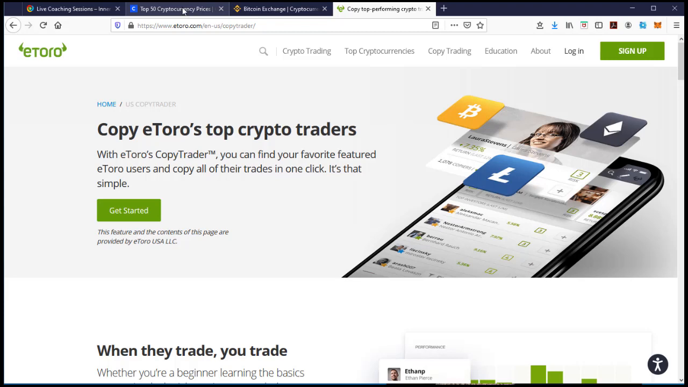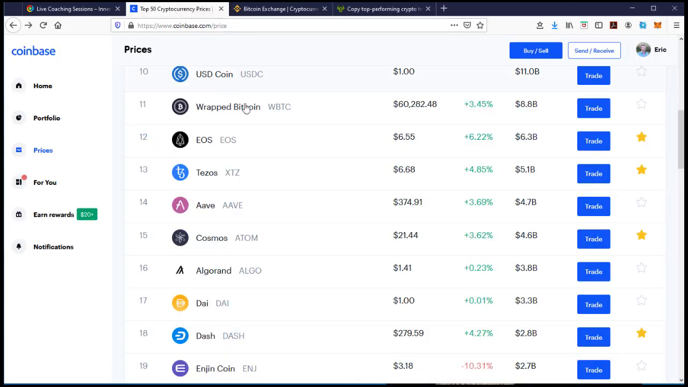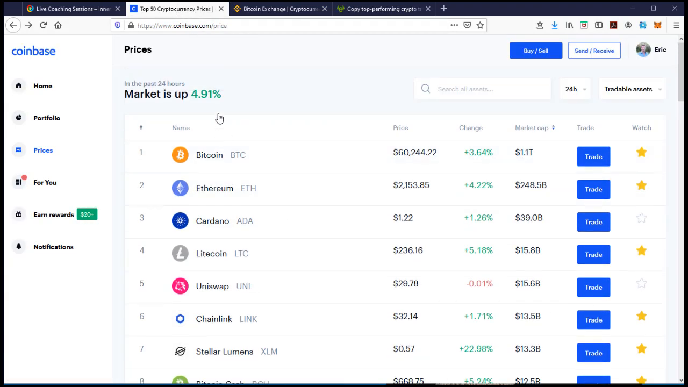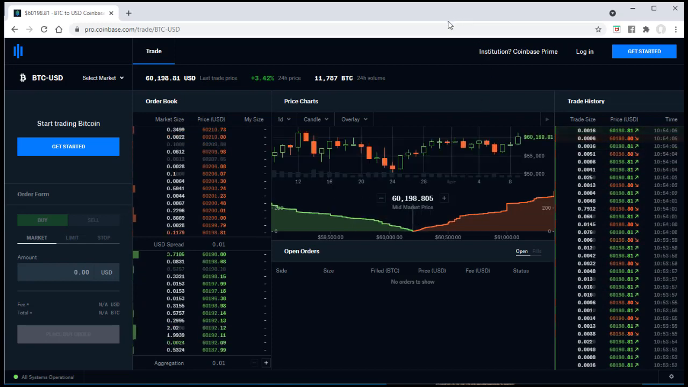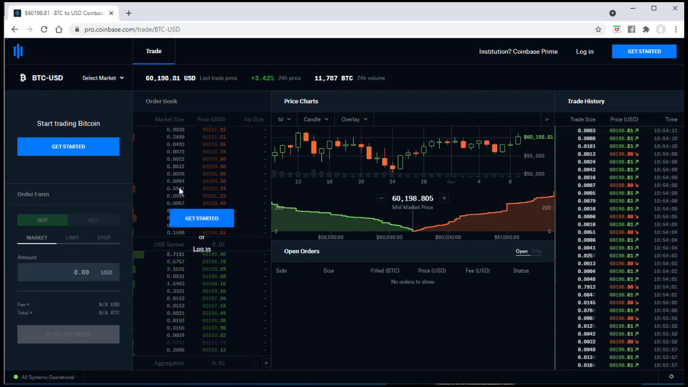But generally, I would say for most newbies, I think Coinbase is a great place to sign up with. I personally use Coinbase Pro, and Coinbase Pro is just like Coinbase, kind of like what you're looking at here, very easy to buy and sell, but the Pro shows you streaming charts and allows you to set more complex orders such as stop limit.